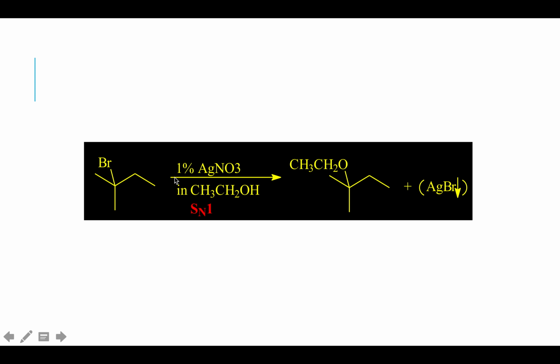What else do you notice? I have an alkyl halide, I have silver nitrate. Silver takes away your halide group as a precipitate. Okay? It takes that away. So it really does promote or favor the formation of a carbocation.